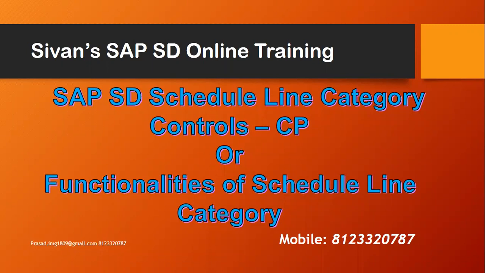Today in this video, I'm going to explain all about the schedule line category controls, that is CP, deterministic MRP, or we can call it the functionalities of schedule line category. We all know that schedule lines are the base to create a delivery document, and using schedule lines, we can confirm the customer requested delivery dates and the confirmed quantities on that particular day, whether it is available or not.